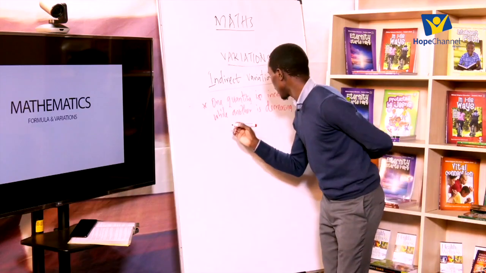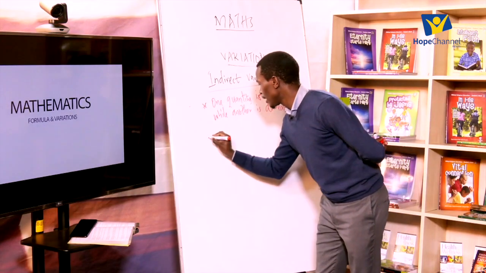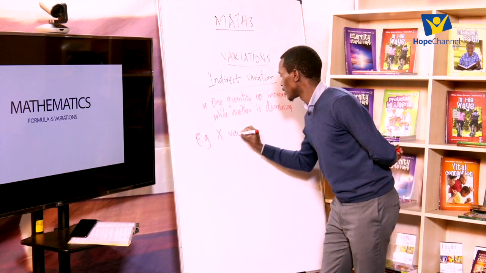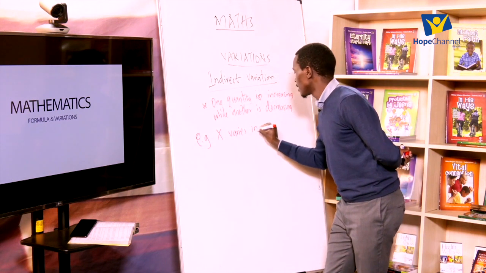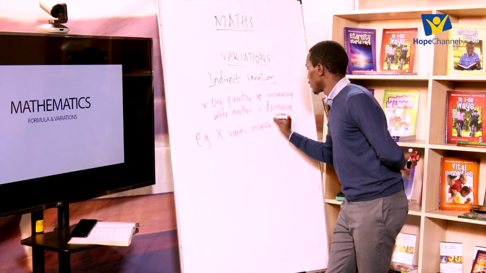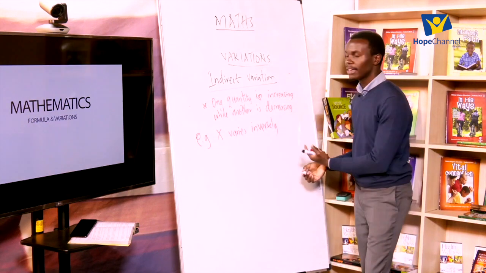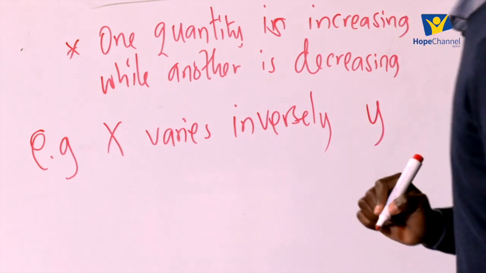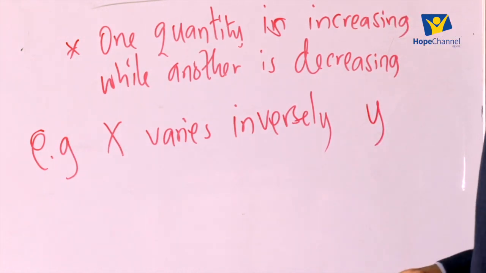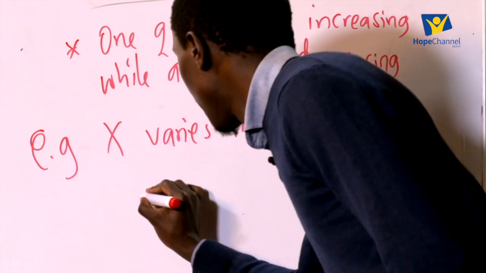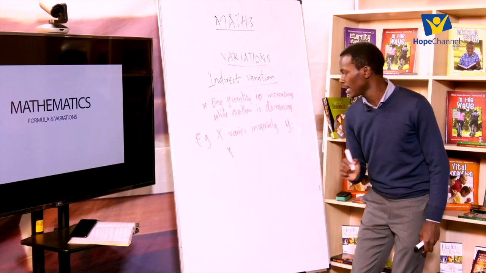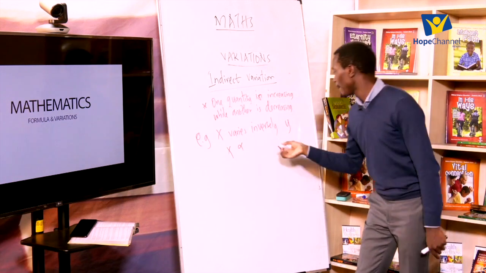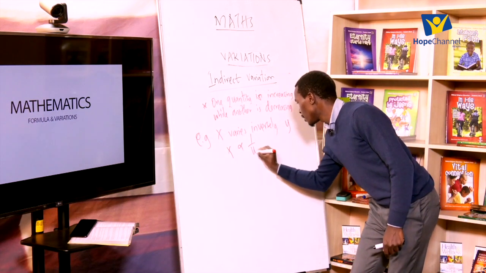So if we were to write, for example, maybe x varies inversely as y. Remember I said inversely is the same as indirect. X varies inversely as y. So basically what we mean here by writing it as an expression, we have x, the sign of proportionality. Now in this case it is not y, but now we'll have it as 1 over y.